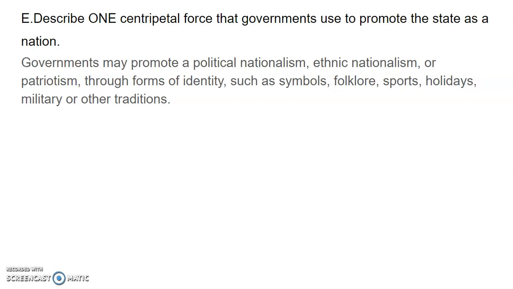or other traditions of the country, which would be like Pledge of Allegiance before you start school and during school or singing the national anthem. Any of these would be ways that governments use centripetal force to promote the state as a nation, as a group that is unified and that is collective. Please give 0 or 1 here. Again, there needs to be an explanation. They can't just have listed the centripetal force there. They need to explain how that government uses it to promote the state as a nation or unify its people around the idea of the country.